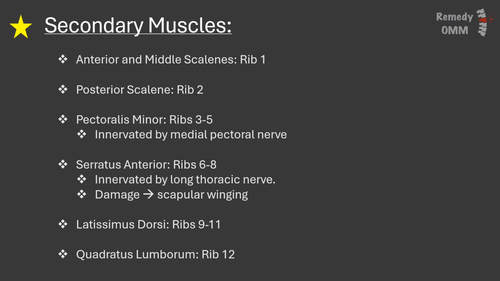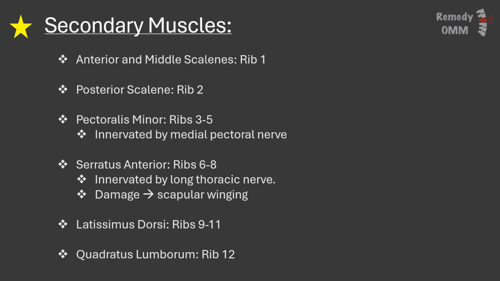The anterior and middle scalenes elevate rib 1 with inhalation, while the posterior scalene elevates rib 2. The pectoralis minor attaches to ribs 3 through 5 and is innervated by the medial pectoral nerve. The serratus anterior attaches to ribs 6 through 8 and is innervated by the long thoracic nerve. Damage to the long thoracic nerve can lead to medial scapular winging.